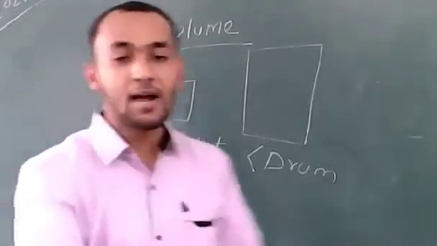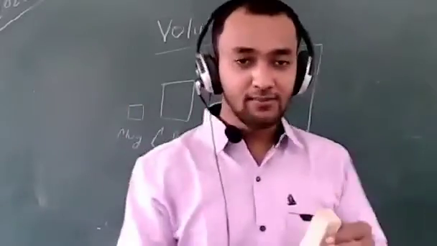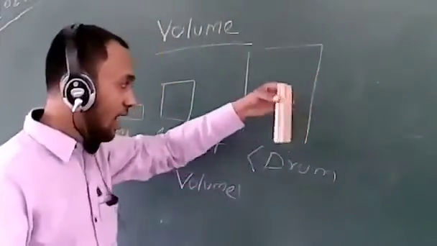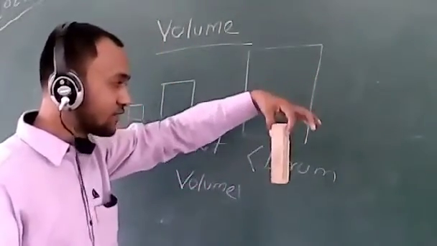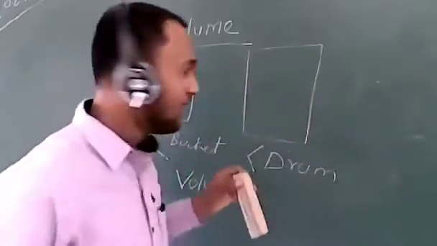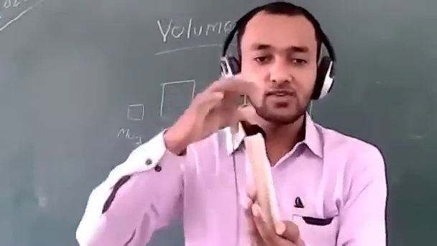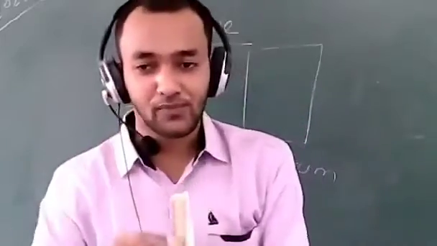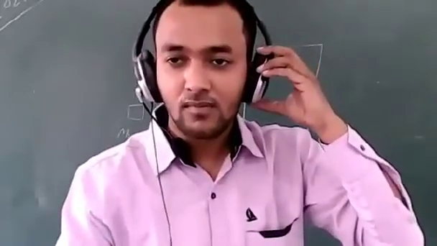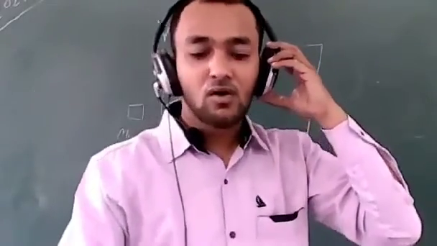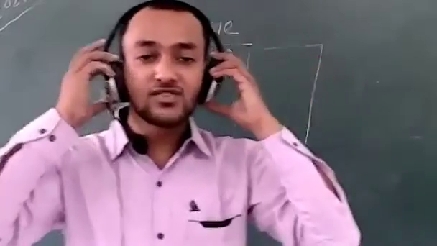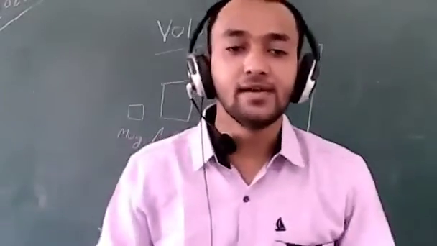Volume is the amount of space occupied by any object. Means if we keep this duster in a room, how much space it takes, that will be its volume. If we keep this duster in this room, it will cover some space, and this space will be its volume. And the standard unit of volume is meter cube.